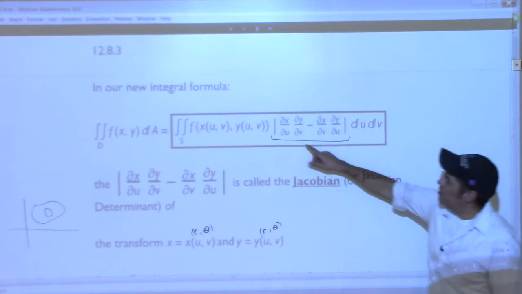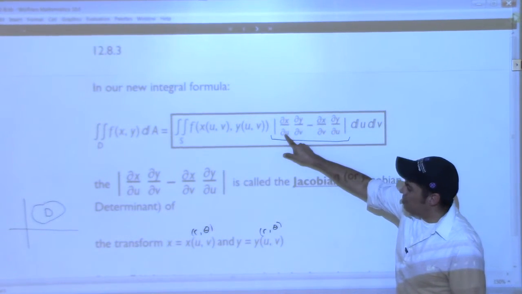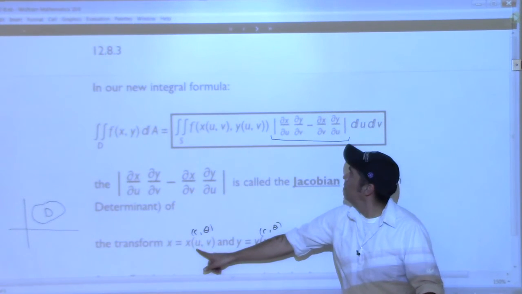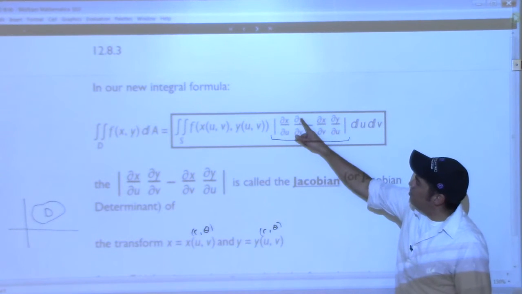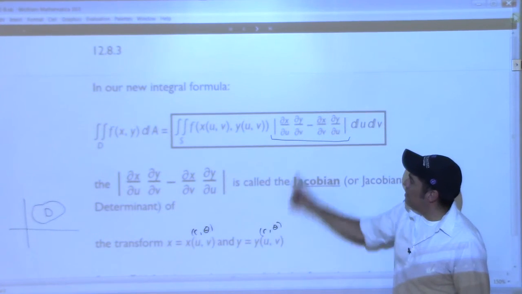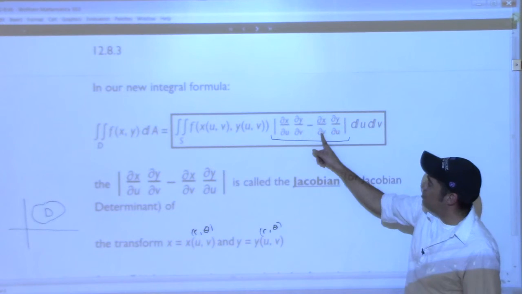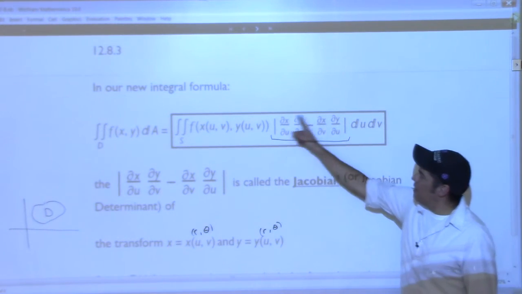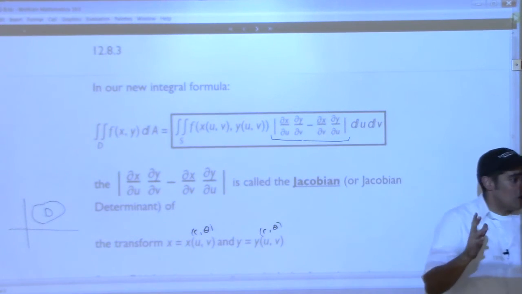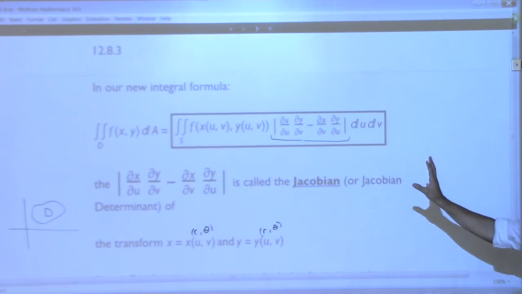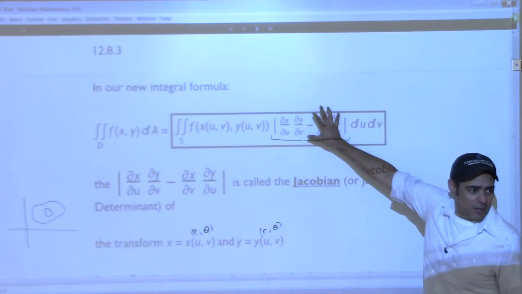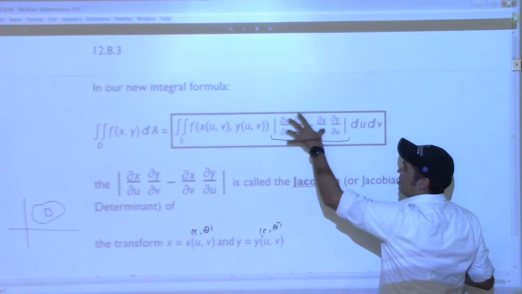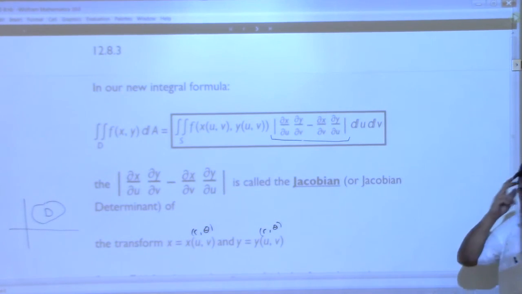You have to take the partial derivative of x with respect to u. So here's your x function. You take the derivative of this with respect to u, then multiply times the derivative of y with respect to v, and then subtract from it the partial derivative of x with respect to v times the partial of y with respect to u. This piece right here, I'm going to try and convince you of where it comes from next class. Right now, let's just take it on faith. Can you just take it on faith for right now? This piece right here, the absolute value of this thing, is called the Jacobian, or the Jacobian determinant.